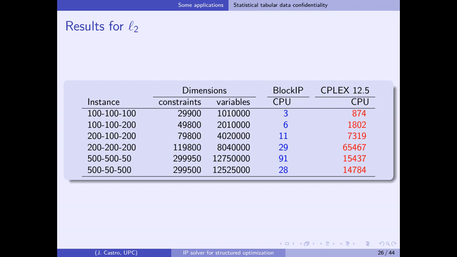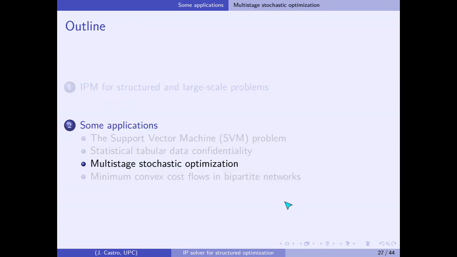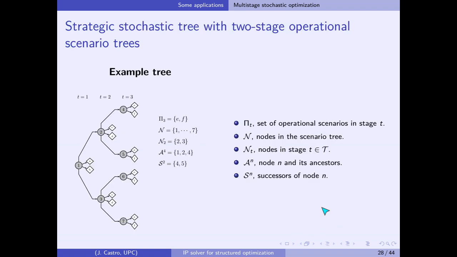Okay, so let's move to probably the last application. I don't know if I will have time for the fourth one. So let's talk about the third application: multi-stage stochastic optimization. This is a recent project that I just started with two Spanish colleagues, Juan Francisco Monge and Laureano Escudero. They are experts in multi-stage stochastic optimization. I'm an expert in the specialized interior-point method, not in stochastic optimization, but we combined our skills and we think it is a good approach for the solution of huge multi-stage stochastic optimization problems.